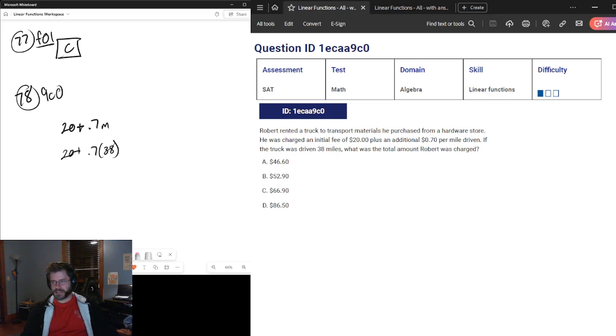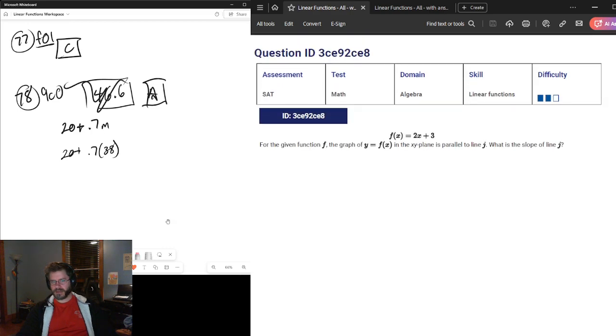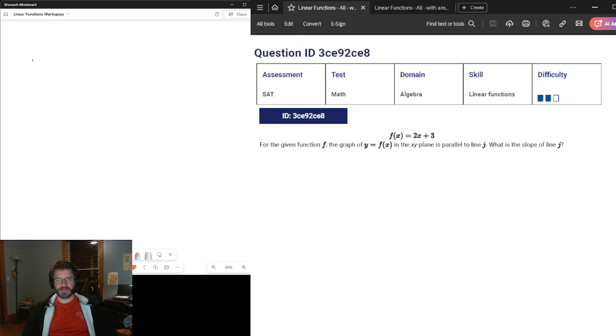0.7 times 38. It's going to be off. All right, 26.6 plus the 20 is 46.6. And that's the answer we put. We put A. I thought this was a grid-in. Never mind. A is our answer. Okay. 79.